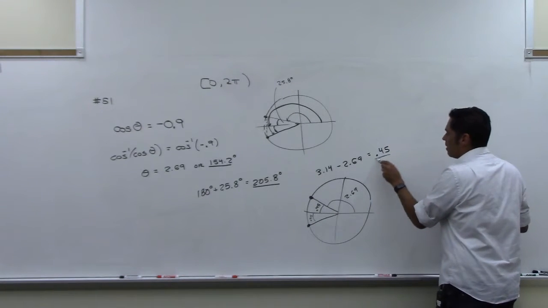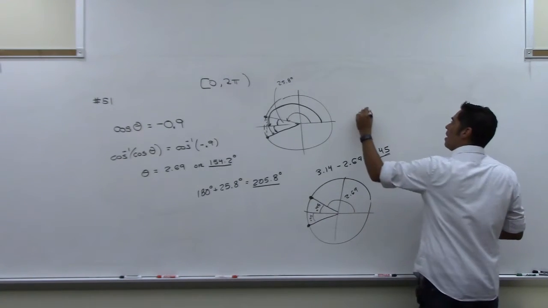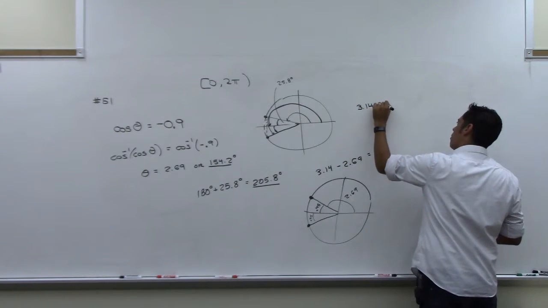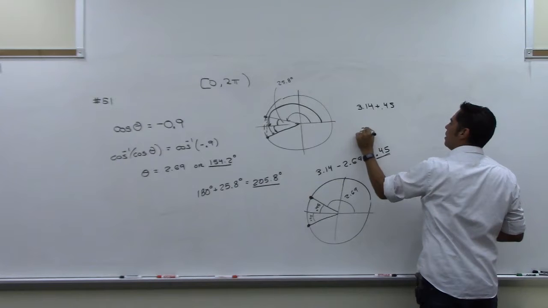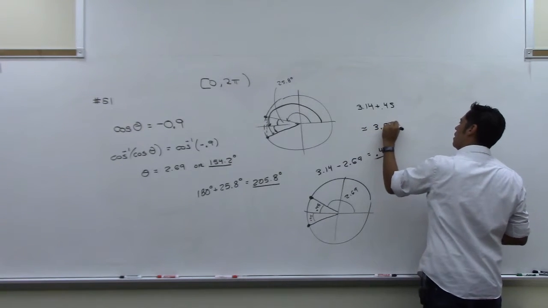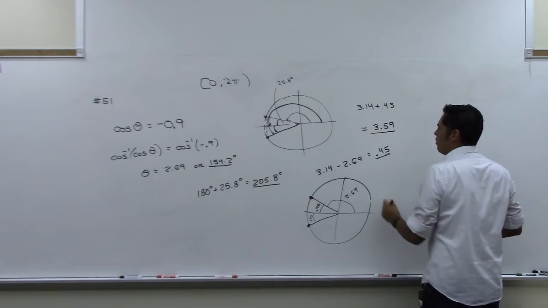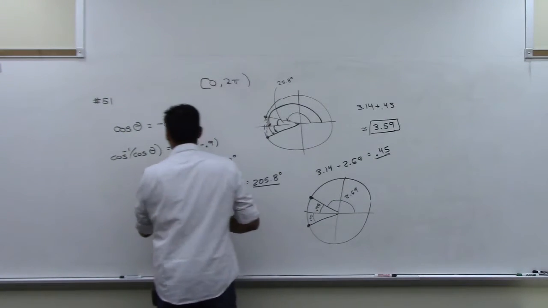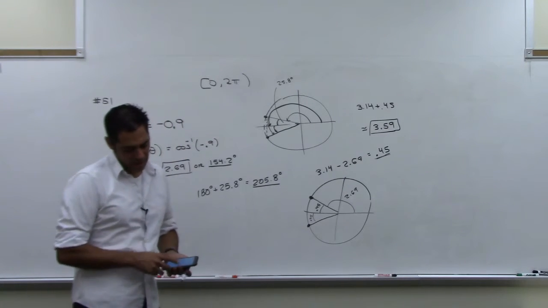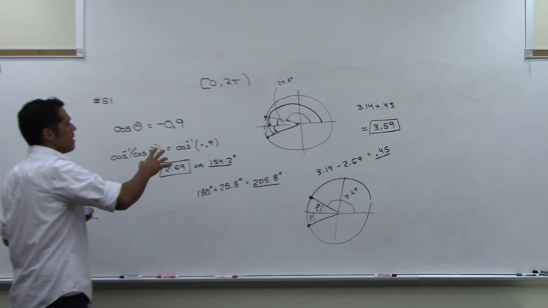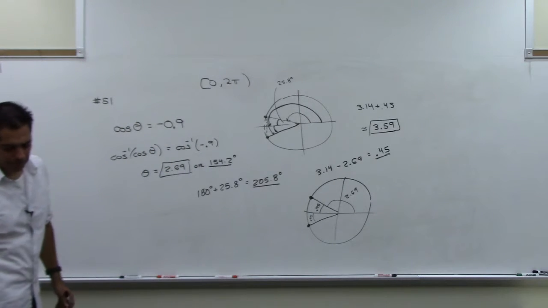So I'm really going to take this for my final answer, and I'm going to take pi, which is approximately 3.14, and add to it 0.45, and get approximately 3.59 radians. So 3.59 radians and 2.69 radians are the only two solutions to that equation inside 0, 2 pi. That's a tricky problem.